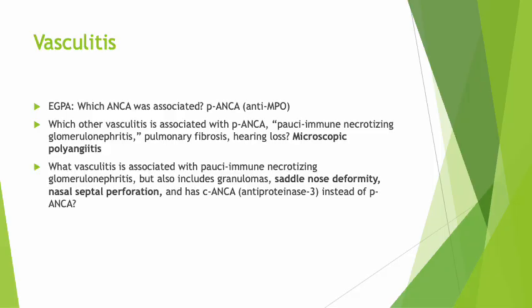Just as another example, what if you have someone who has C-ANCA instead of P-ANCA? You notice they have a saddle nose deformity or nasal septal perforation, and they have granulomas.